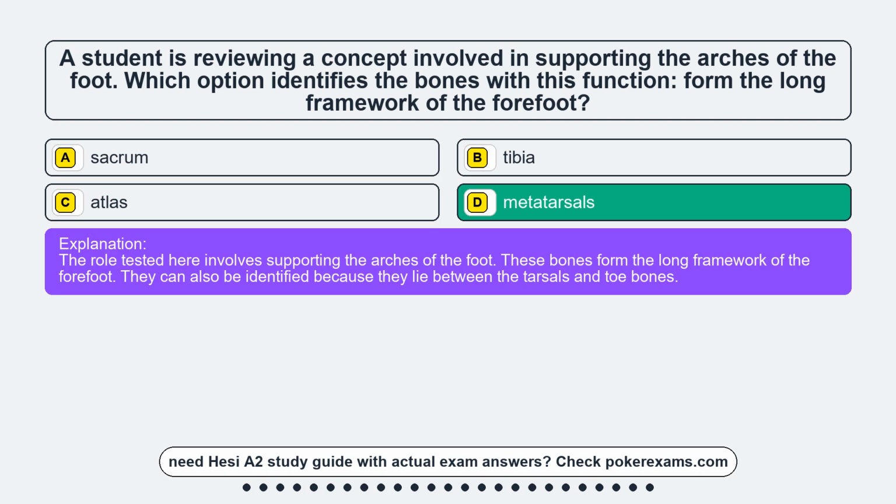The role tested here involves supporting the arches of the foot. These bones form the long framework of the forefoot. They can also be identified because they lie between the tarsals and toe bones.